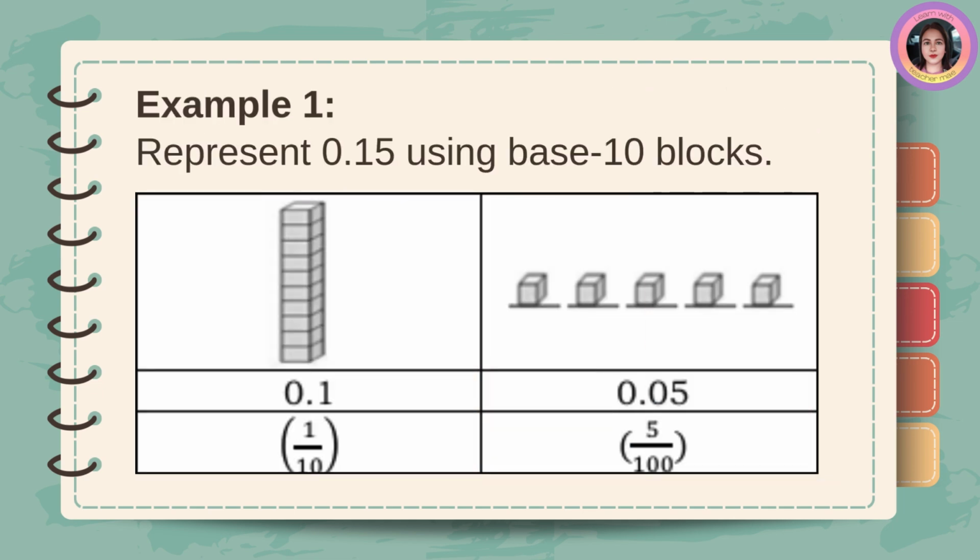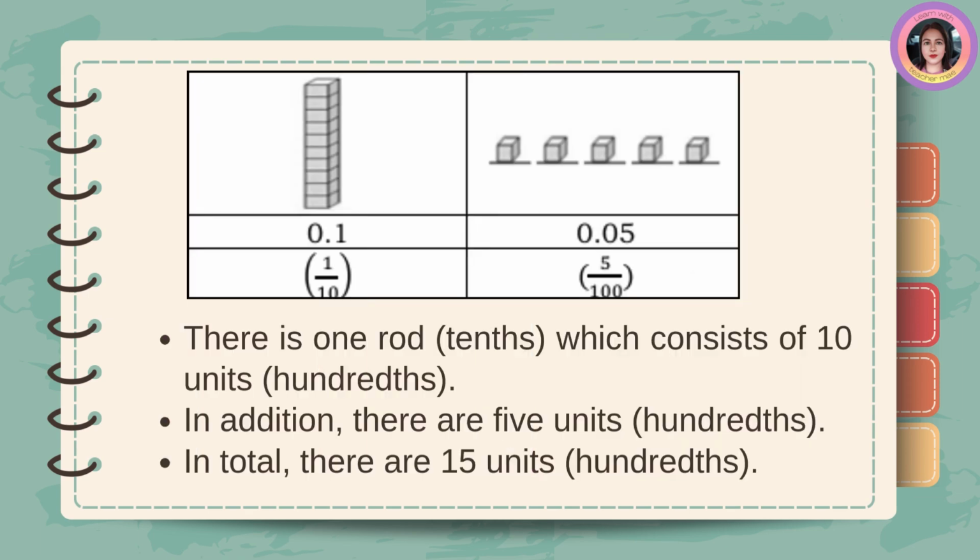Example number 1. Represent 0.15 using base 10 blocks. There is one rod, or tenth, which consists of 10 units or hundredths. In addition, there are 5 units, hundredths. In total, there are 15 units, hundredths.